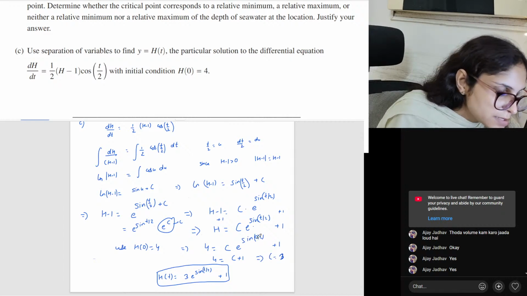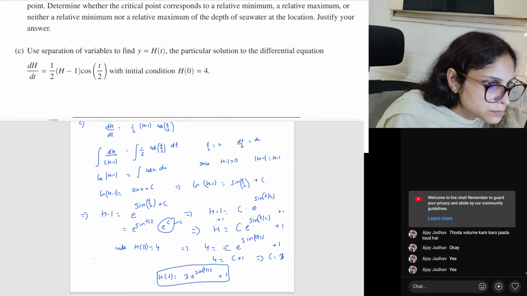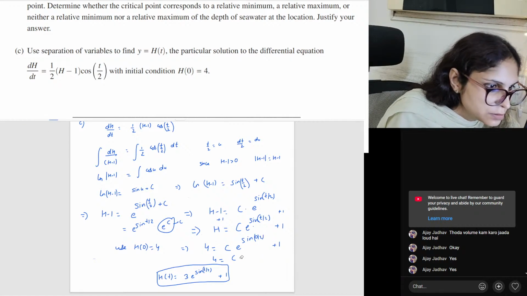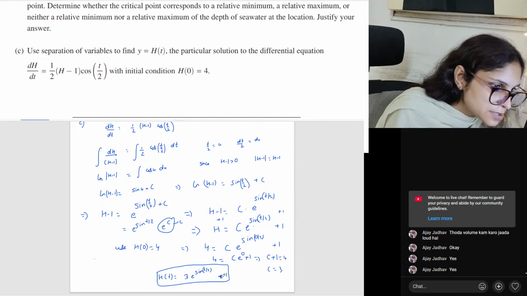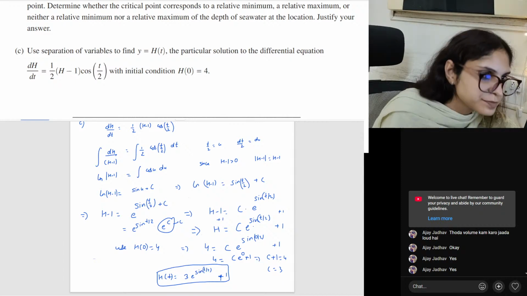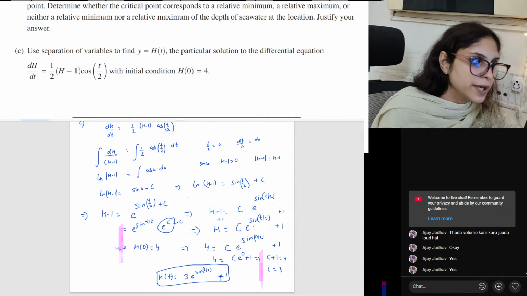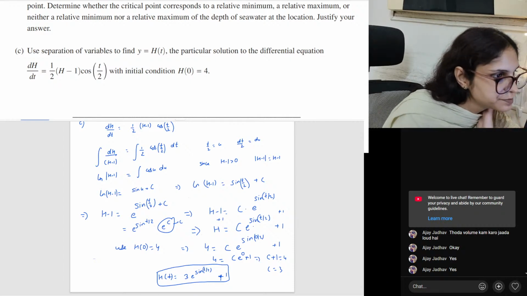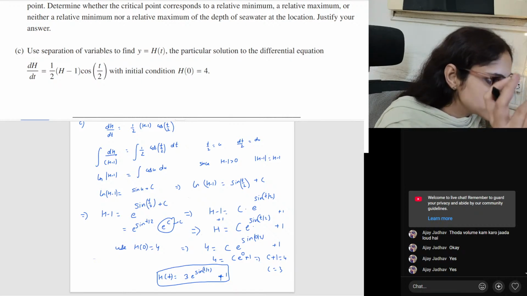Because sine 0 is 0, e to the power 0 is 1. Or if you want, you can write it like that as well: e to the power 0 plus 1, that means c plus 1 is equal to 4, c is equal to 3. And again, you will get the exact same answer. h of t is equal to 3e to the power sine(t over 2) plus 1. You can use this method also. So you can use whichever method you find the best. All right. I will keep this method and we'll move to the next question.